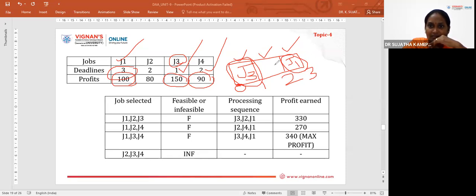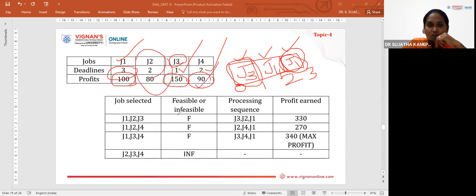So if I give the second slot to him, I cannot do the work of the person who can wait up to 2 hours only. So that's why I'm giving the maximum value for this. And here I'm assigning slot 2 to J4, which gives a profit of 90 rupees.